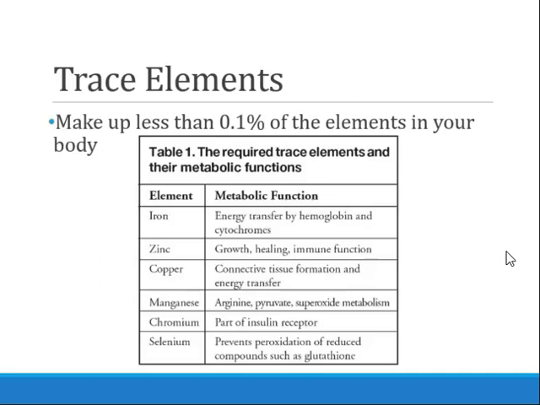Chromium is part of the insulin receptor, so the receptor that binds with insulin to allow for transport of glucose into the tissues. Selenium. Selenium prevents peroxidation of reduced compounds such as glutathione. So these elements, although they are small, have very important metabolic functions within the body.